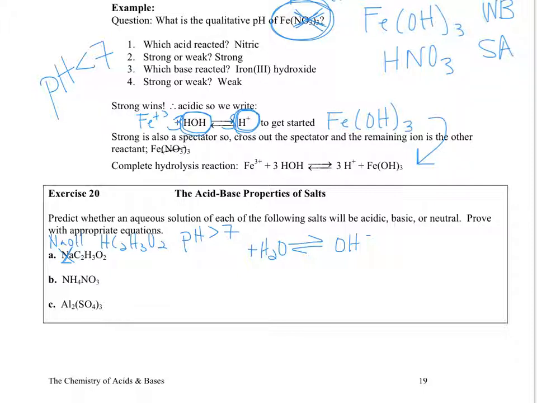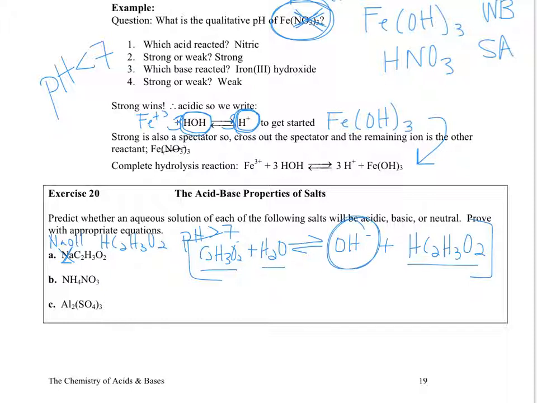The reason I crossed out the sodium is because it is from a strong base, so it's a spectator. So then I have C2H3O2 minus reacting with water. It has a negative charge. What's it going to do? It wants to pick up a hydrogen to make HC2H3O2 with no charge. Right? So I know that it's basic, and this reaction proves why, because the anion is going to react with water to pick up a hydrogen and leave me with OH minus. So you try that for B and C.